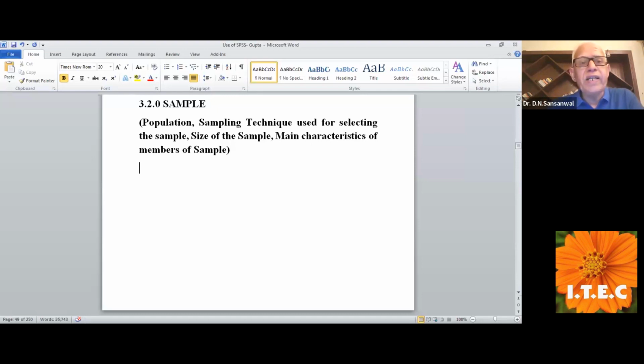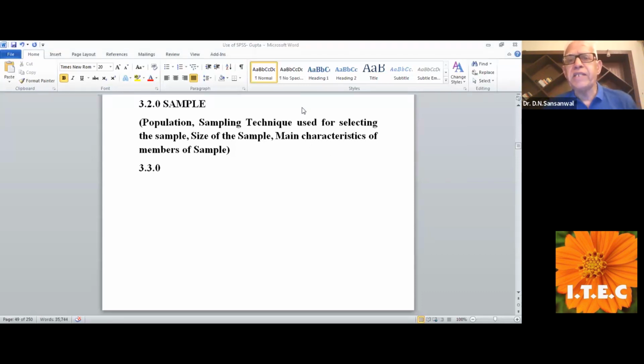Now, once you have written the sample, then it is 3.3.0. Any question you want to ask about the sample? The details of the sampling technique I am not giving. The sample size I am not giving, because these are theoretical aspects which I cover in my basics of research or fundamentals of research. But if there is a question you want to ask, please ask.